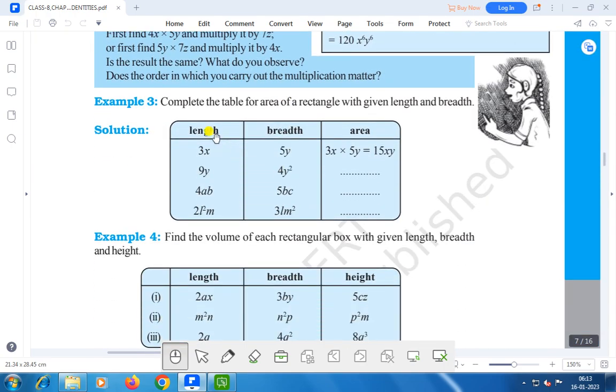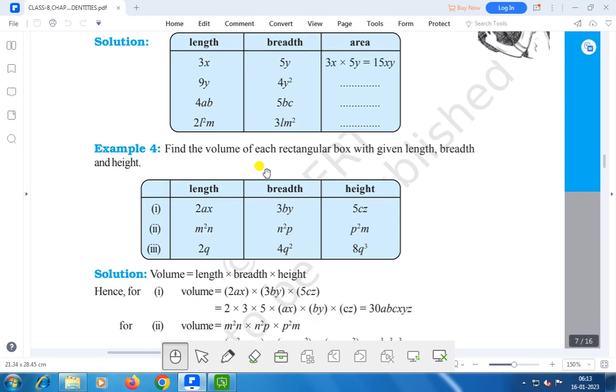Here you see, complete the table for the area of a rectangle with given length and breadth, that is 3x and 5y, that is 3x into 5y, 15xy, 9y into 4y square, 36y cube. In this way, find the volume of each rectangular box with given length, breadth and height.